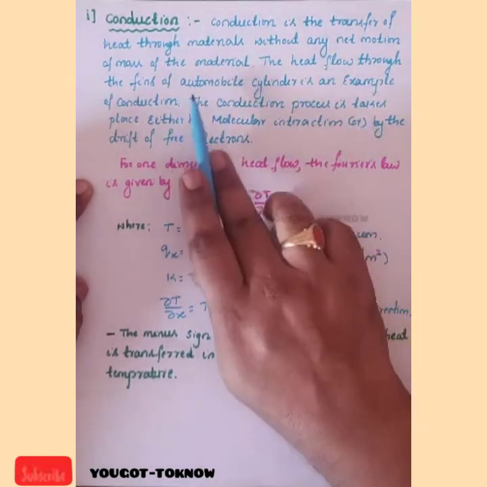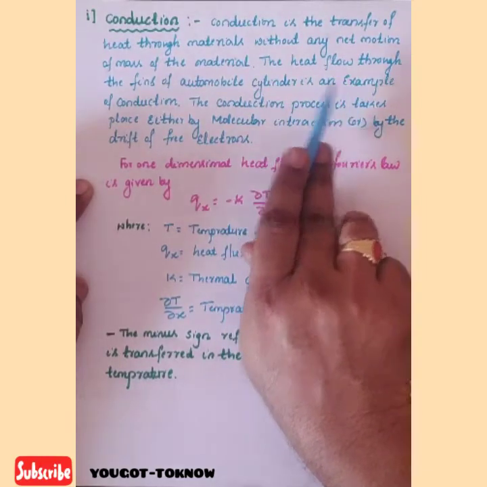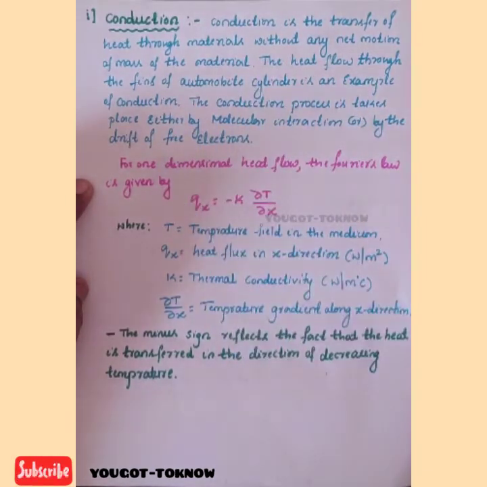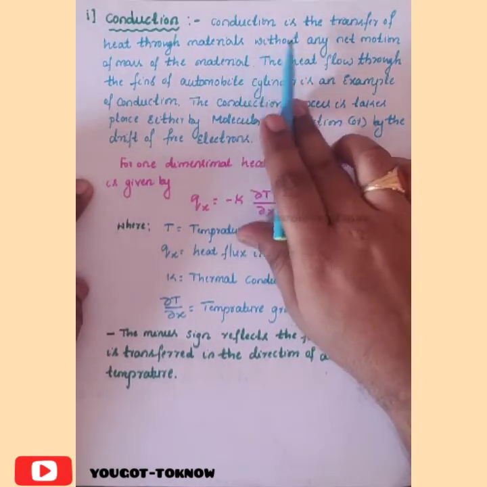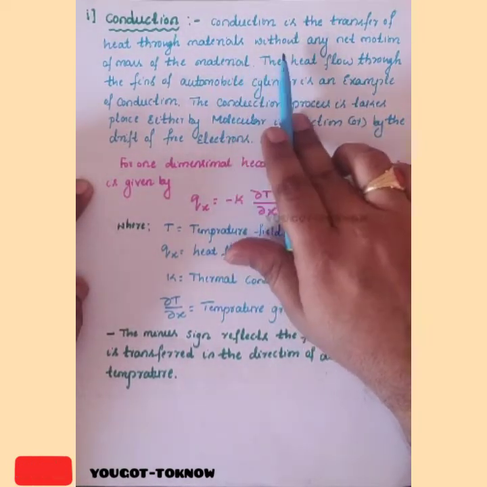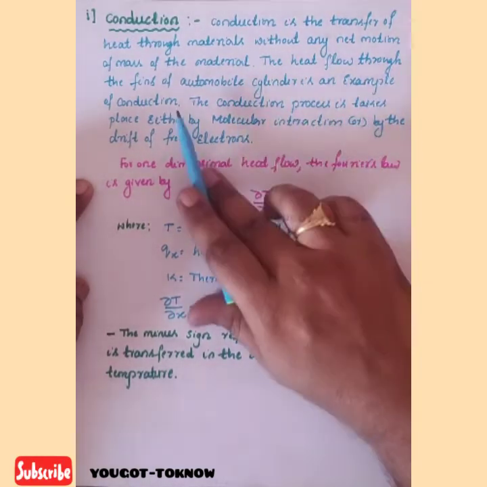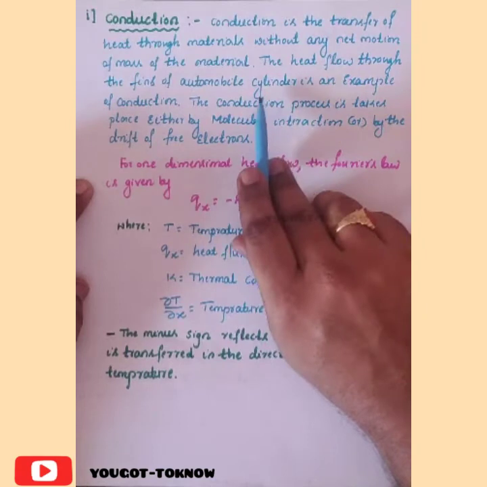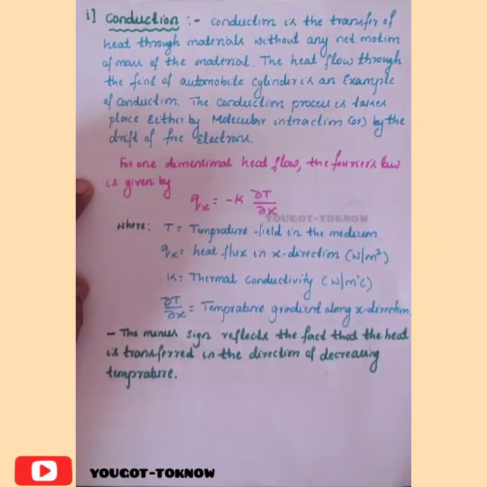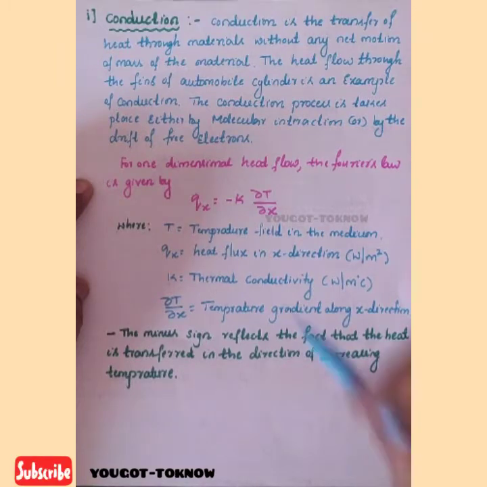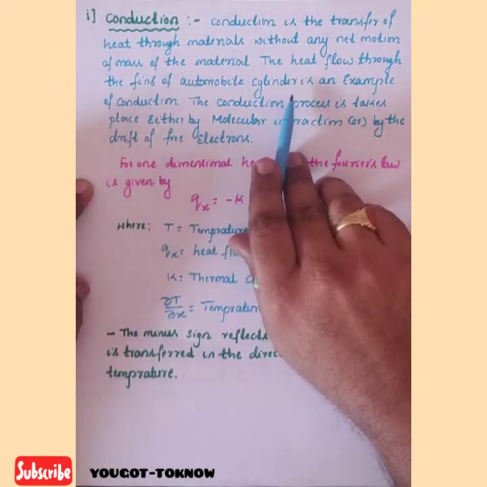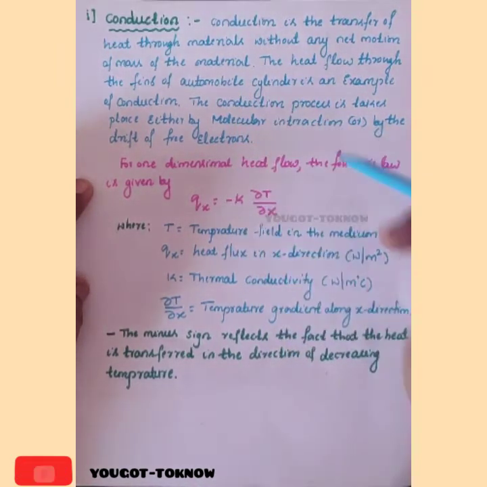The heat flow through the fins of an automobile cylinder is an example. Here we generally call heat flow through a solid medium conduction. If you observe cylinders, generally we have projections like fins. The fins are one of the examples for conduction.